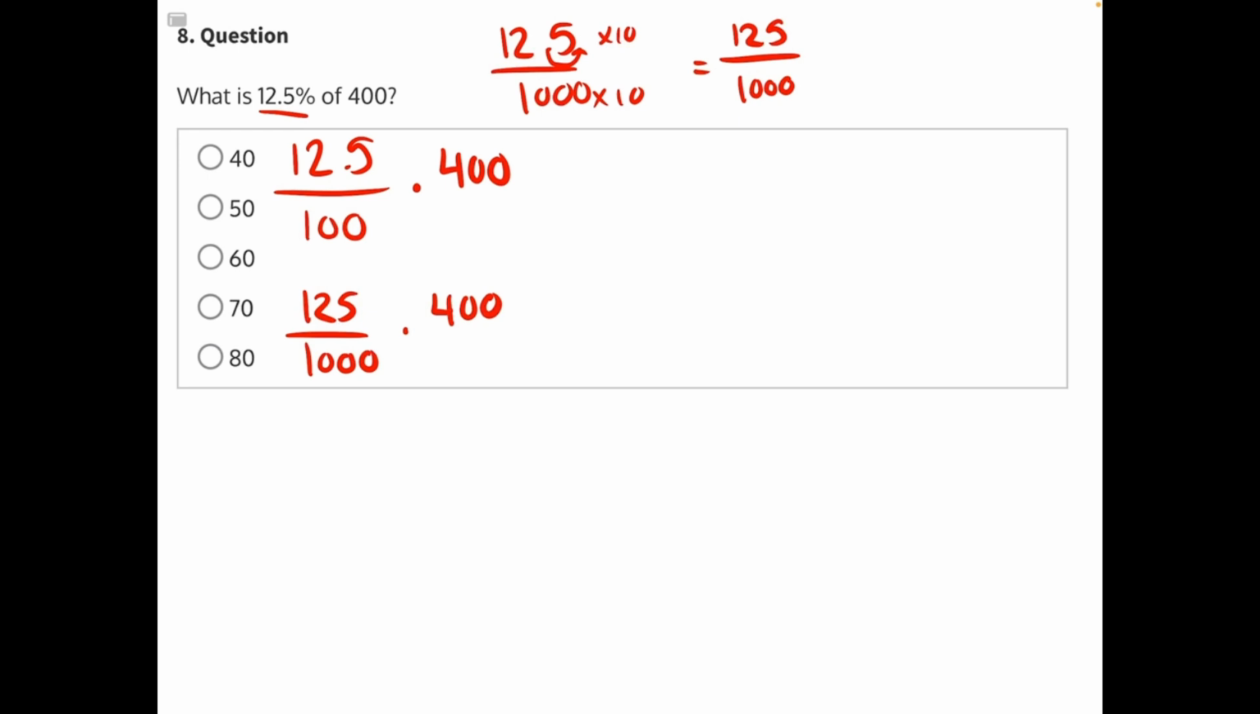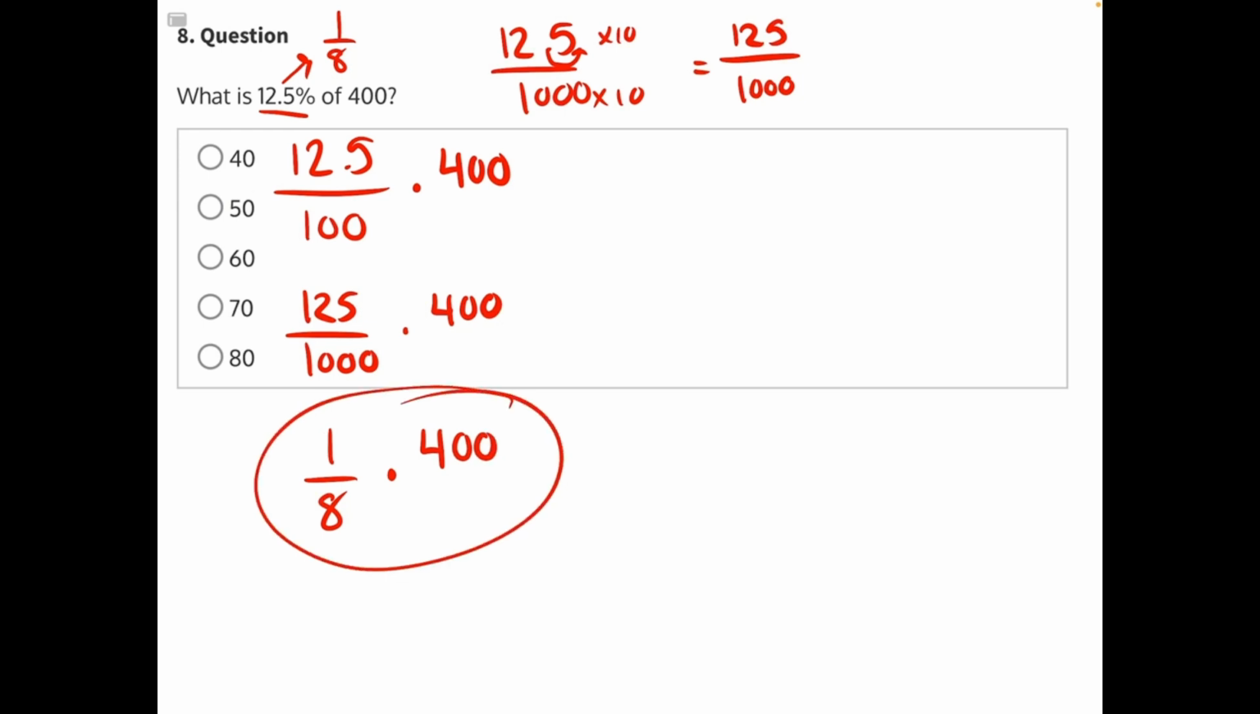And then the other way is if we remember our percent conversion of 12.5% and know that that is 1/8 as a fraction, we can just multiply 1/8 by 400. I'll show you the math for each of these. Let's start with our bottom one.